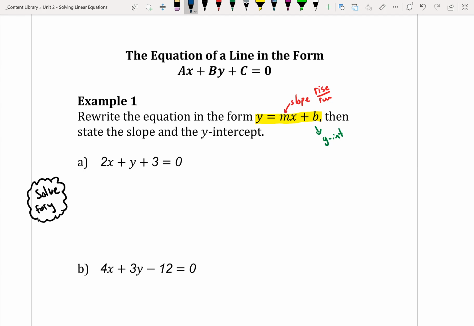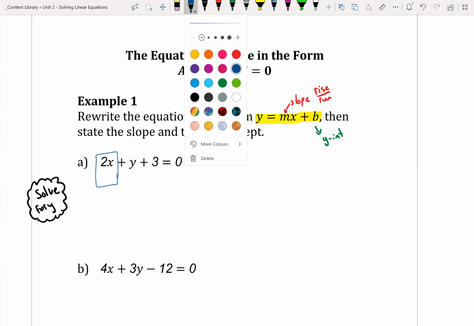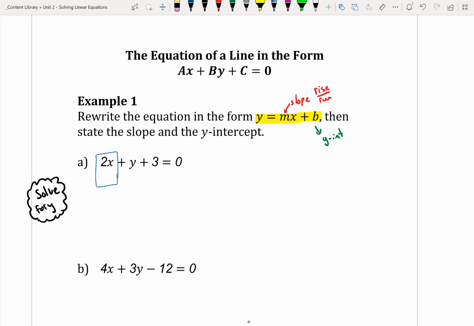So the first way, we want to get y by itself. So I want to get rid of this 2x. So I'm going to put a box around it. How do I cancel out 2x? Well, I have to minus 2x. And what I do to one side, I have to do to the other. One side cancels out. I'm left with y plus 3 equals negative 2x.